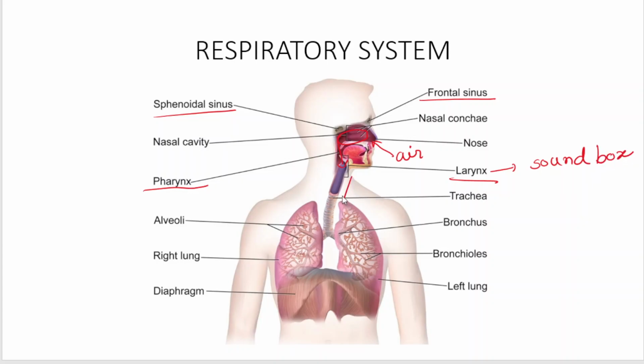Then this filtered air goes into the trachea, which is the windpipe of our respiratory system. This trachea is then further divided into two main bronchi, one for each lung. These bronchi are then further divided into small branches called bronchioles. At the end of bronchioles, there are various sac-like structures called alveoli, which are the main site for gaseous exchange. And there is a muscular organ called the diaphragm, which has a very important part in our process of respiration.